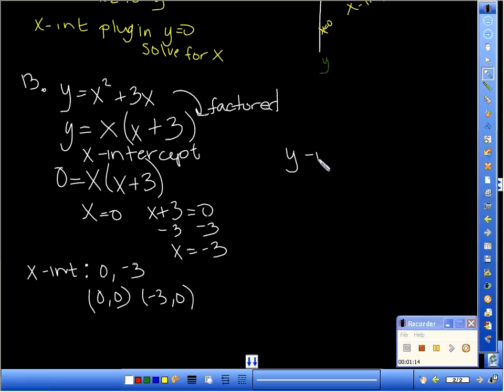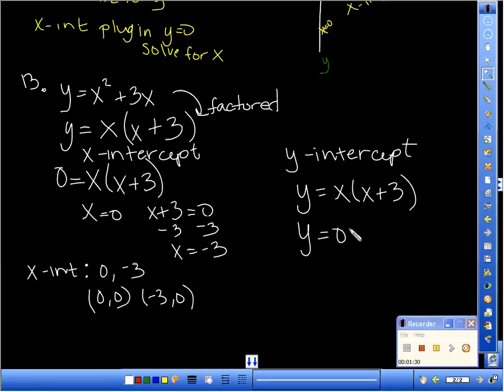the y-intercept by plugging in 0 for what variable? What do I plug in 0 for if I want to find it? I plug it in for x. So y equals 0 times 0 plus 3, and y is equal to what? 0. 0 times 3 is 0, and so my y-intercept is also 0, 0. So when I have an x-intercept at the origin, that also is my y-intercept.